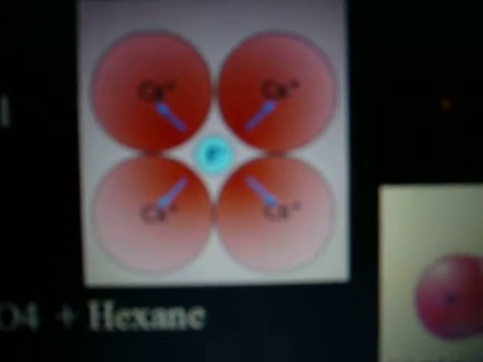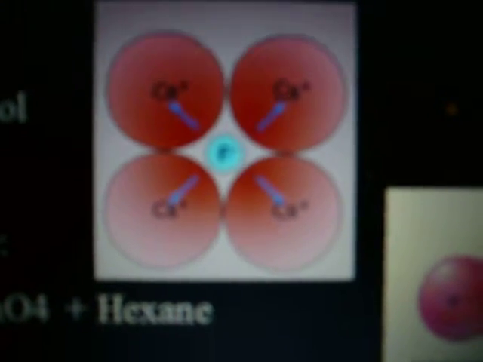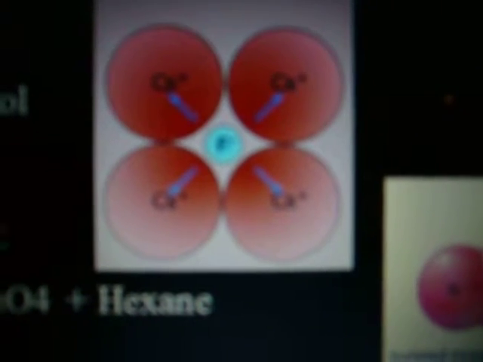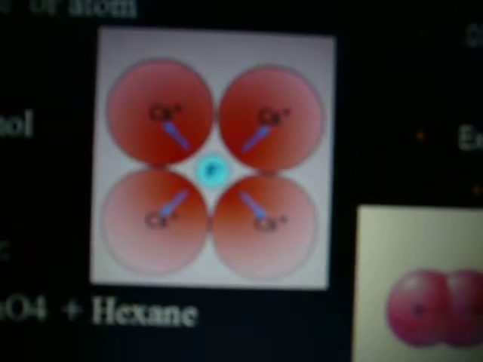As you can see, fluorine is negatively charged, and those blue arrows that are facing towards cesium is positive charge, so it pushes away the negative and draws the positive.